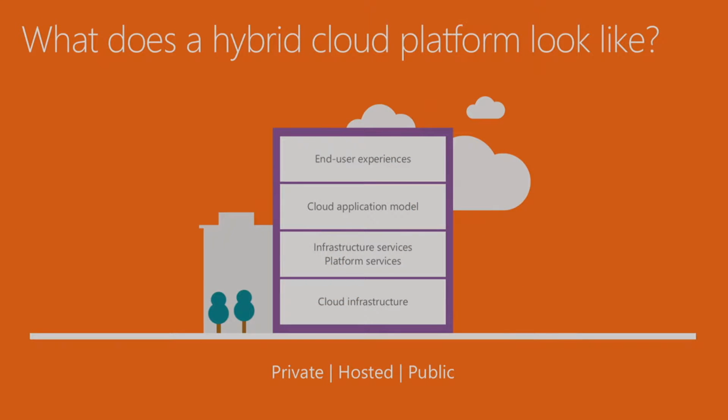So what does a hybrid cloud look like? The key thing is that the end user experience needs to be consistent, whether you're in the public cloud or whether you're on-premise. It has a cloud application model so that you can take advantage of the distributed style of systems and architecture that you need for a cloud model, but it doesn't matter which way you're deploying. It has key infrastructure services and platform services, and it's built on top of cloud infrastructure, the direction that most of the infrastructure in the world is going.